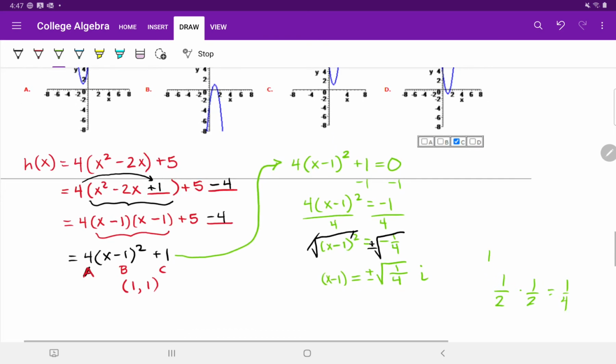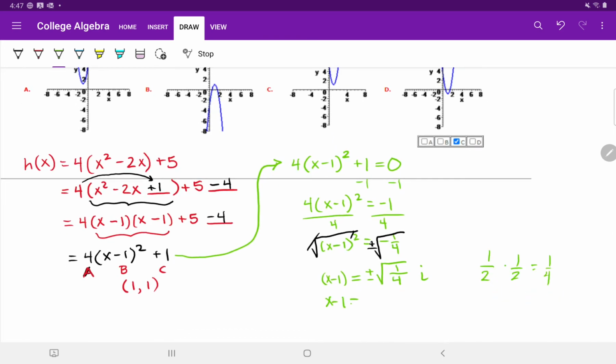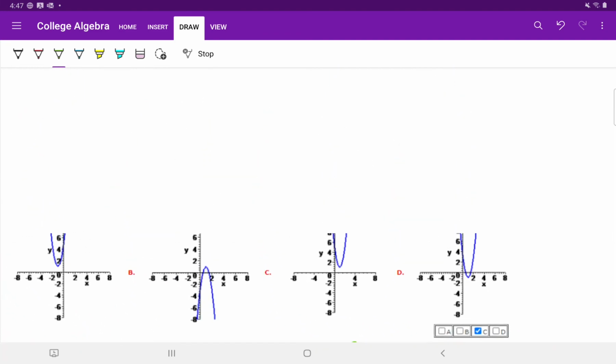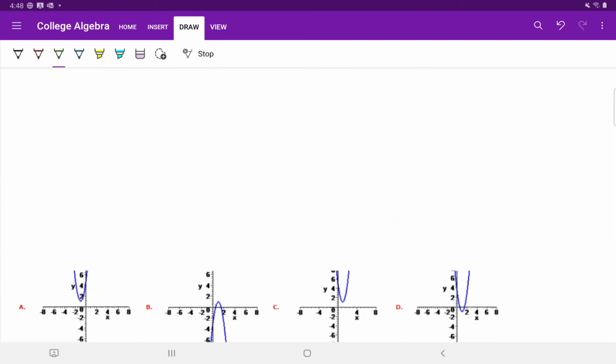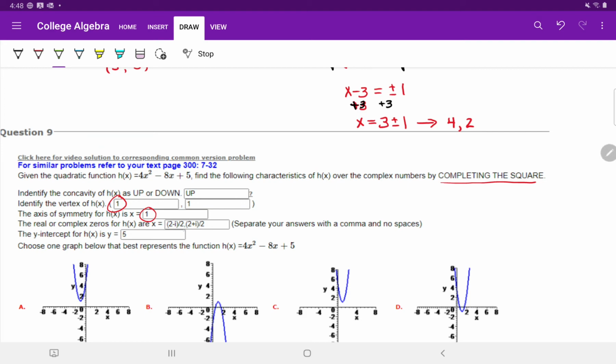So this becomes x minus 1 equals plus or minus 1/2 i. And then finally, to get that x completely by itself, we add 1 to both sides. So we would rewrite our solution as x equals 1 plus or minus 1/2 i. So this is two answers. It's 1 plus 1/2 i, and it's 1 minus 1/2 i. So you would type your solution in as two separate answers separated by a comma.